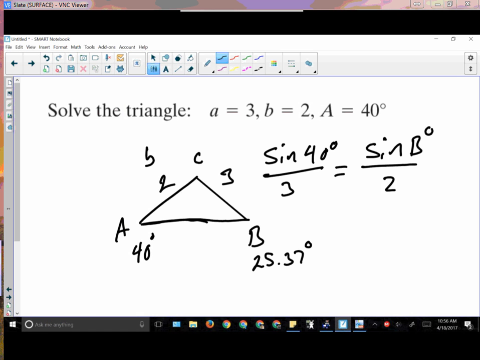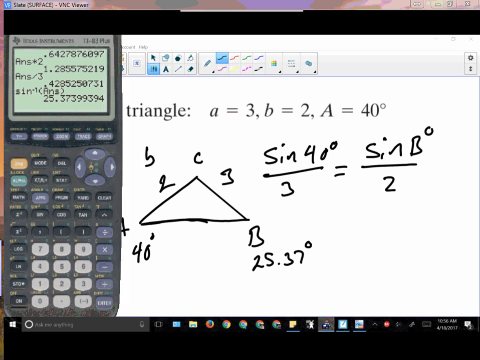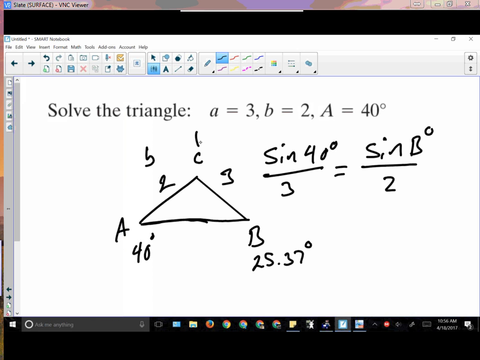Now, do I have the information to figure out what angle C is? So I could go back to the calculator and take 180 minus 40 minus the last answer, and I turn out to be 114.63 degrees. Now, do you start seeing how things can get a little strange and get off?